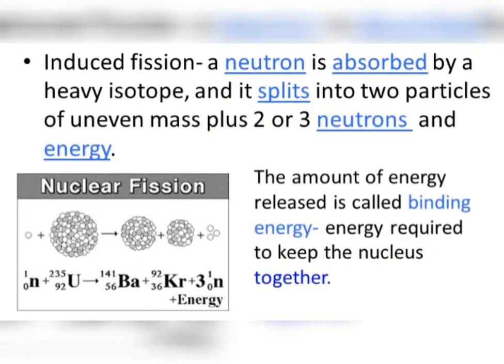In this fission, a neutron is absorbed by a heavy isotope and it splits into two particles of uneven mass, plus 2 or 3 neutrons and energy. The amount of energy released is called binding energy. Binding energy is the energy required to keep the nucleus together.